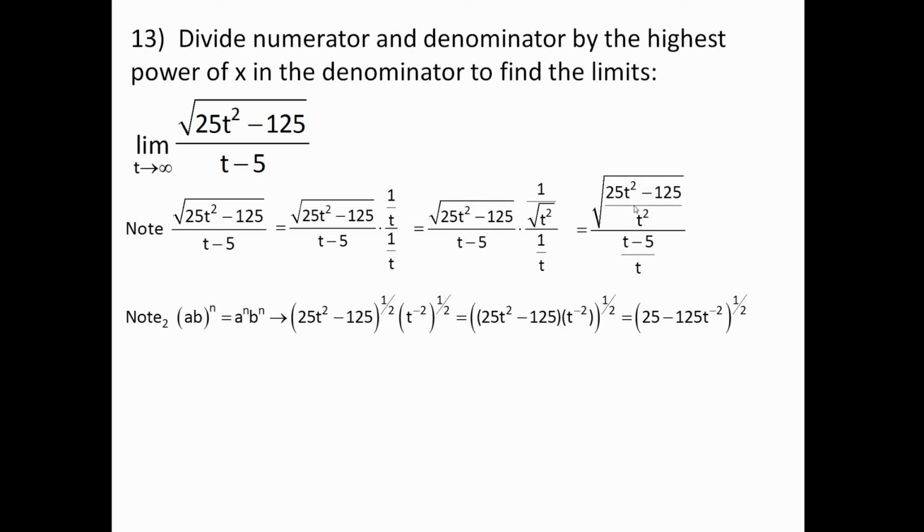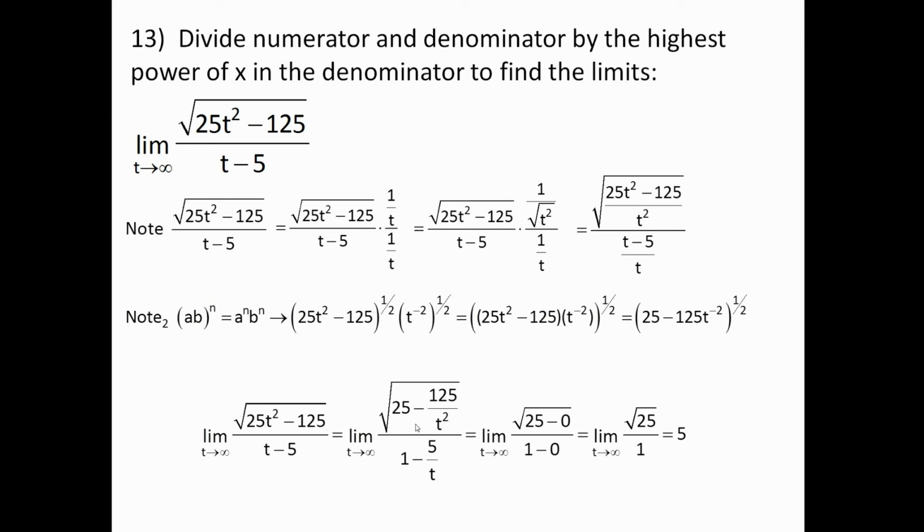I wrote it out a little bit differently here. This square root can come into the denominator because of this property here. So we have that, and we end up where we left off over here. Dividing by t squared, this is a 1. Divide this by t squared, you have this term. And in the denominator, it's a whole lot simpler. T over t is a 1, minus 5 over t is here.